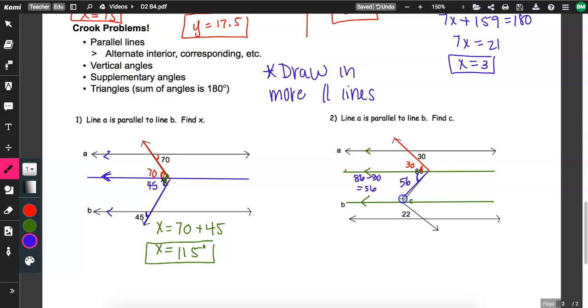And then I have the transversal, another alternate interior, so this one's 56 as well. And lastly, I have my transversal down there. So alternate interior here and here. This one's 22. Angle C, it's kind of hard to see down there. Angle C would be 56 plus 22 for 76 degrees. So it's kind of like a little puzzle. You have to do one piece at a time to put them together, and then you can find whatever measure you're looking for.